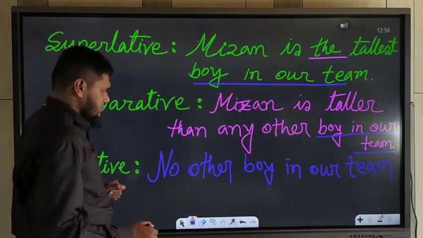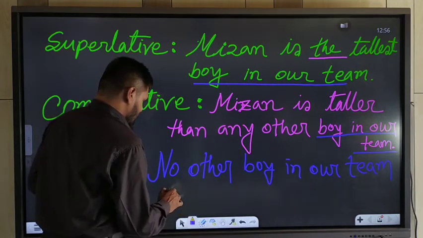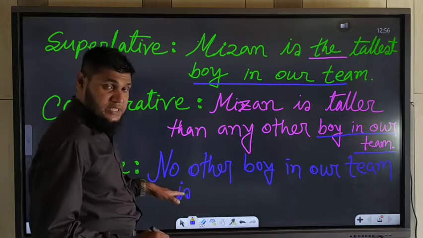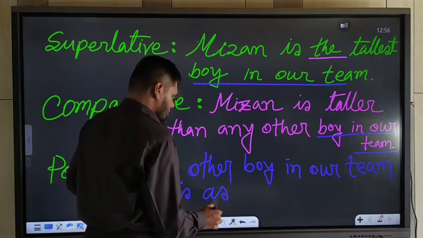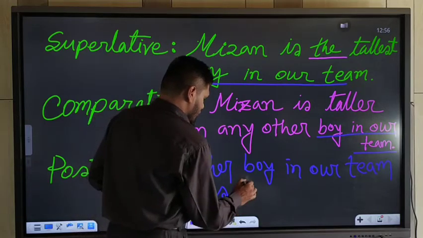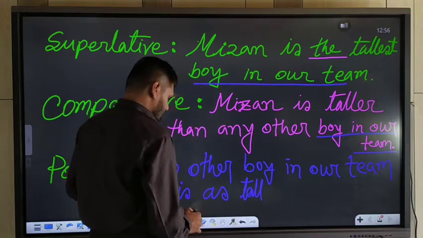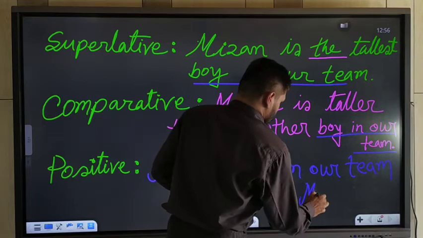Then you should use the verb "is". According to it, it should be singular. Okay. Is. Then you should use "as" or "so", as tall. The positive form of the superlative degree or comparative degree. As tall as Mizan.